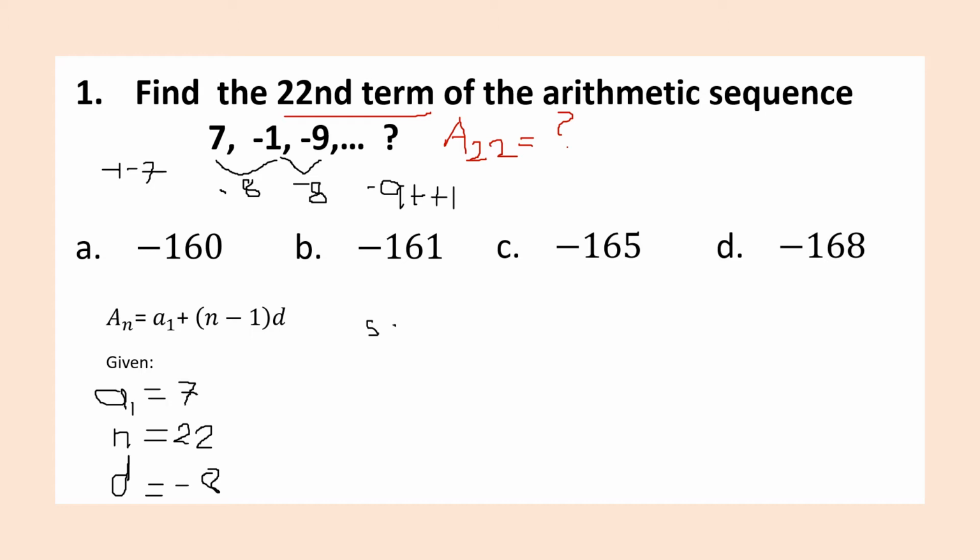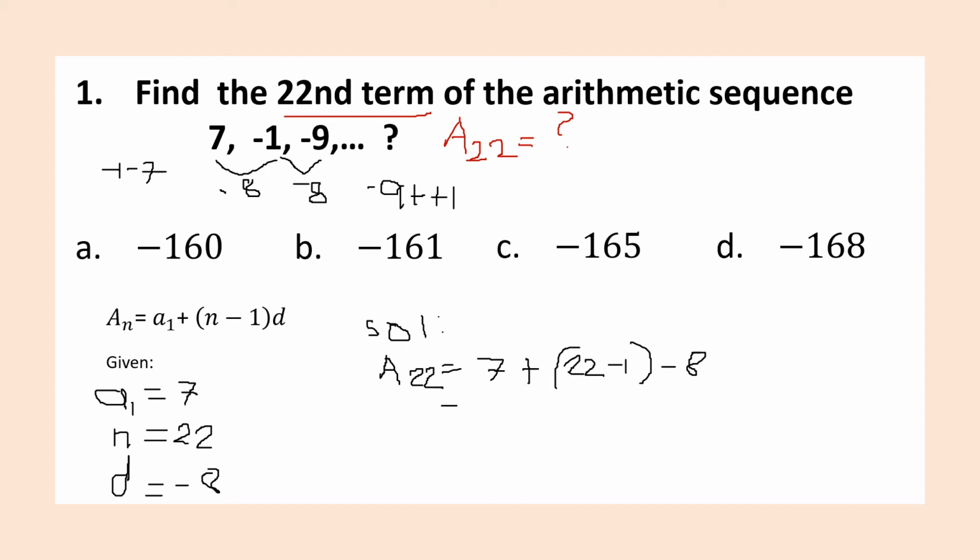So, solution, we're going to have a sub n natin will become a sub 22. So, susundan lang natin yung formula ng nth term. Is equal to, yung ating first term ay 7 plus the quantity of n. Yung n natin is 22 minus 1. And then, yung d natin ay -8. So, sinundan ko lang po yung formula. Substitution. Pinalitan ko lang ng mga values.